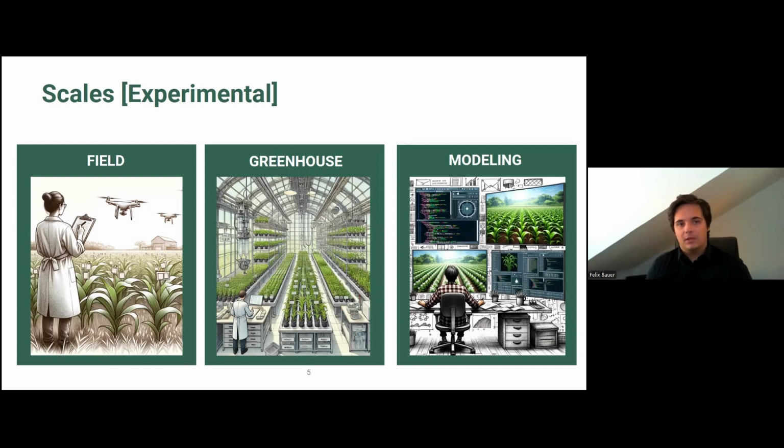And there's the modeling scale, also often referred to as the in silico scale. This in silico approach gives us more detailed information about the processes, because we can simply switch on and switch off different functions and different structures of the plant, and therefore look in a more distinguished way at different processes that we want to observe. During my PhD, as I said, I covered all of these scales.